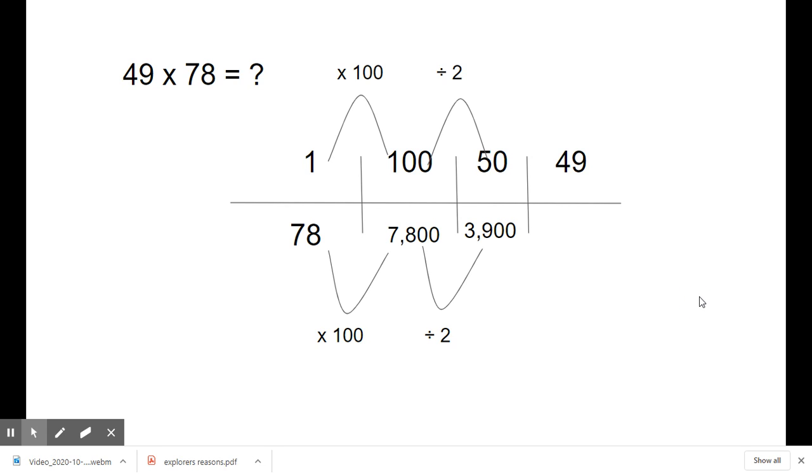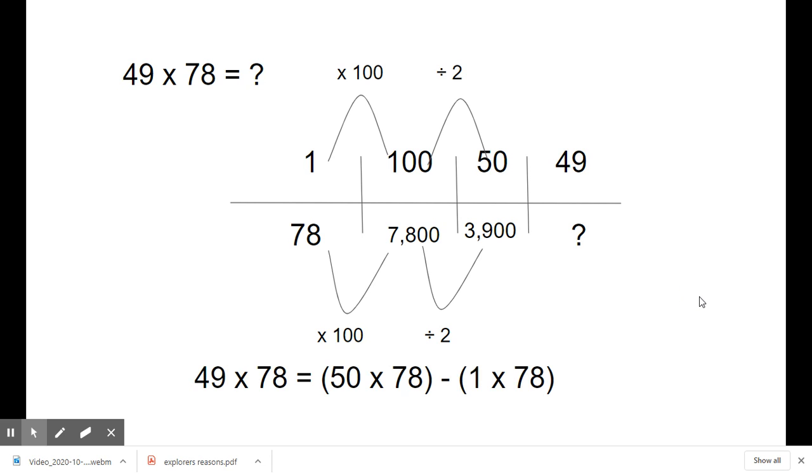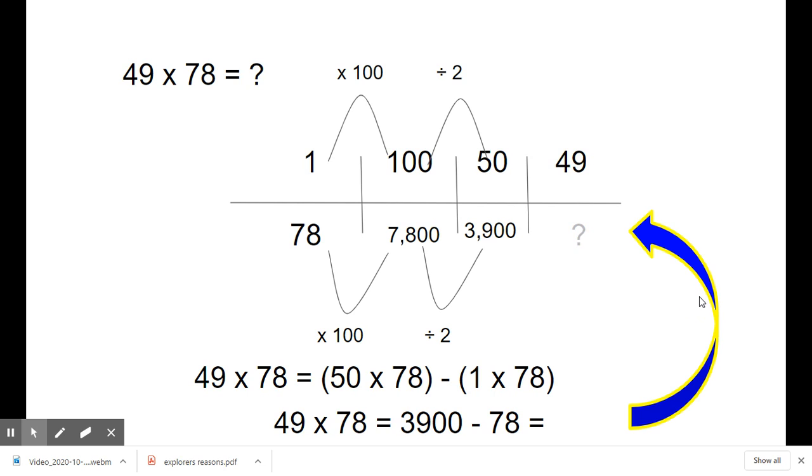But what if we needed to know what 49 groups were? Look at the equation below. 49 times 78 equals 50 times 78 minus 1 times 78. So we took off a group of 78. Another way to look at it is 49 times 78 equals 3,900 minus 78. Bam! 3,822.